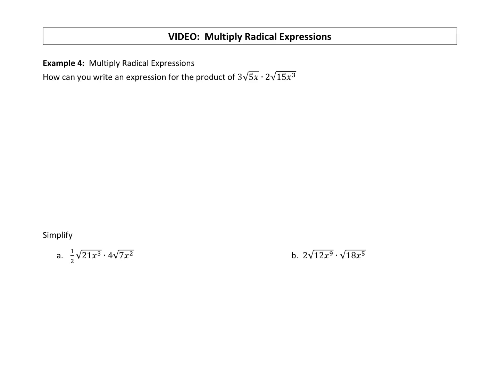All right, so we're getting familiar with our radical expressions. Now we're going to look at multiplying radical expressions together. So how can you write an expression for the product of 3 times the square root of 5x multiplied by 2 times the square root of 15x to the third?